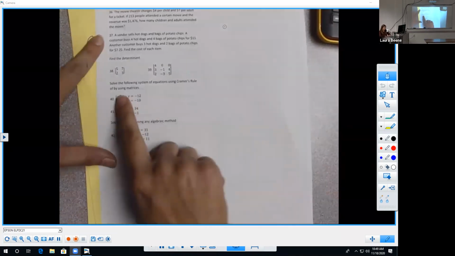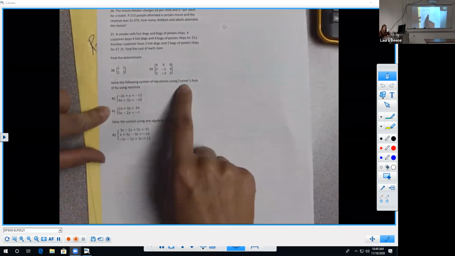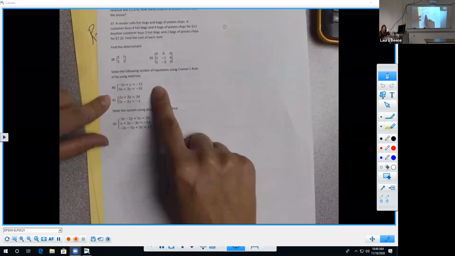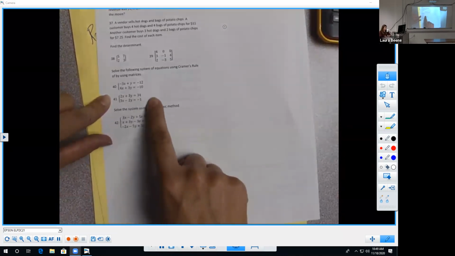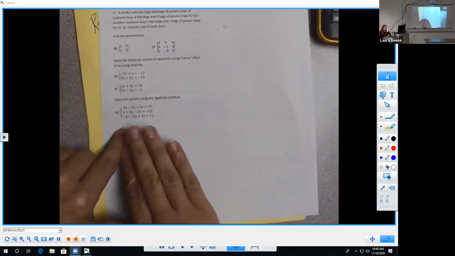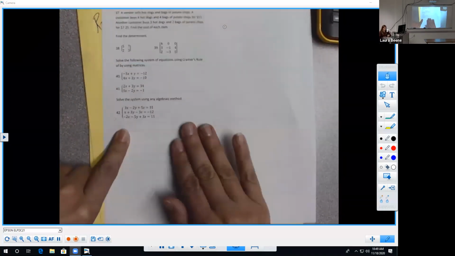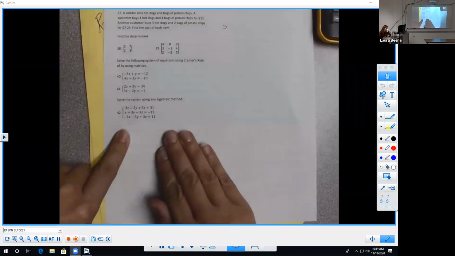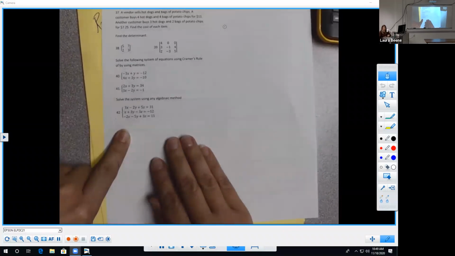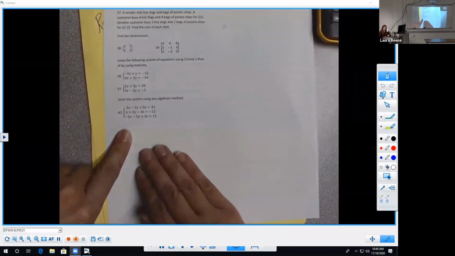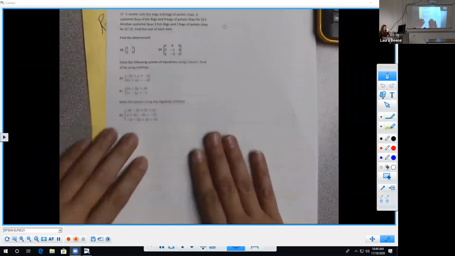40 and 41, it says solve these using Cramer's rule. So you have to be able to use Cramer's rule. Those are the short ones though, because they're the 2x2. This last one says solve using any method. So you can use Cramer's rule, you can use Gaussian elimination, or you can use substitution elimination. It's up to you for that one. Okay. So this is your review.